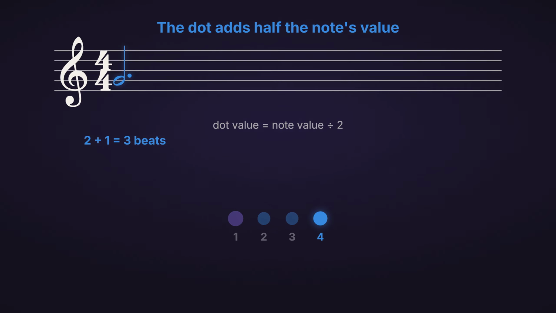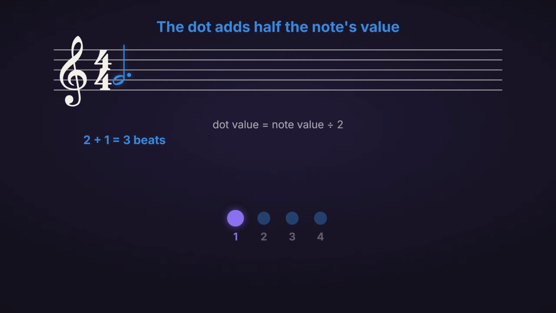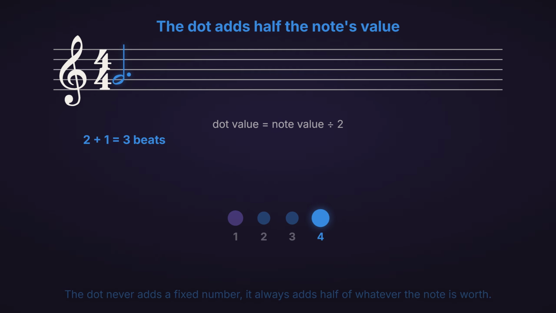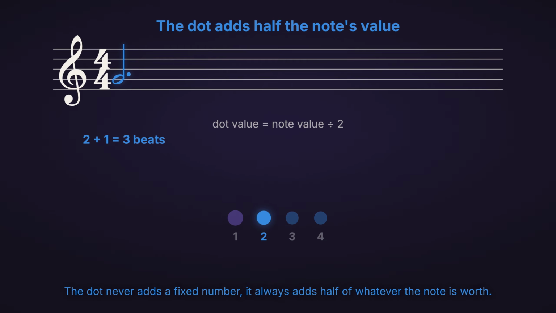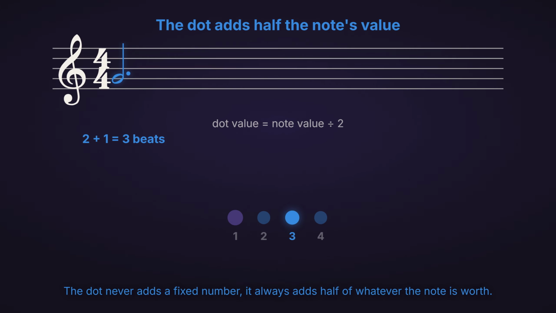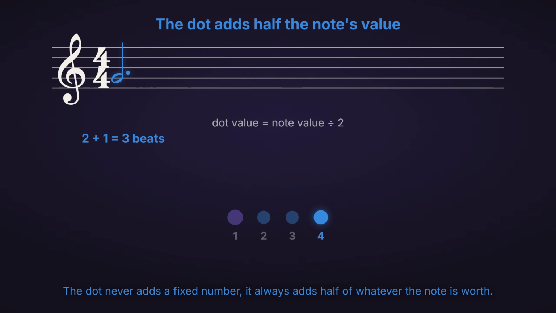You can think of the dot as a multiplier. It makes every note 1.5 times as long as its undotted version. The rule is the same for every note value. Find the note's value, take half, add it back on. The dot never adds a fixed number of beats. It always adds half of whatever the note itself is worth.